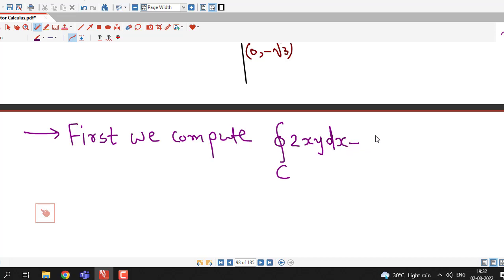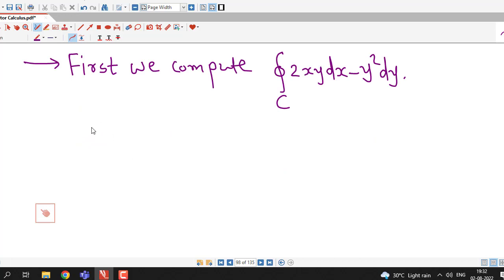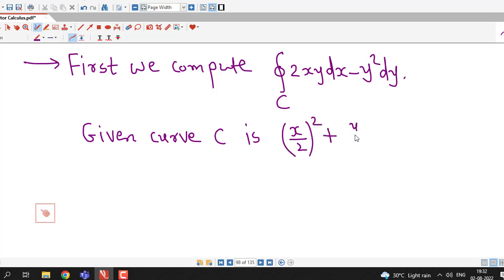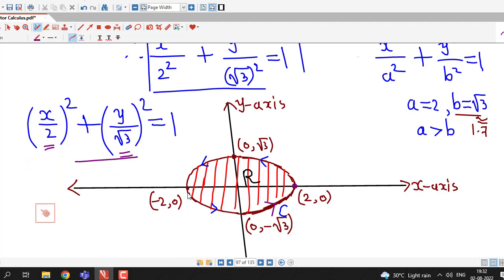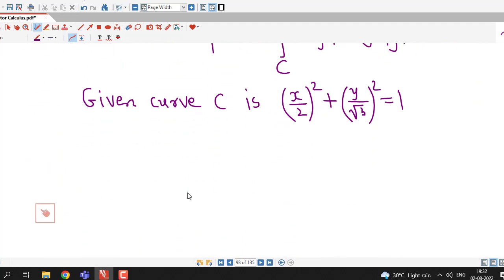2xy dx minus y square dy, and the ellipse is the given curve C. It has Cartesian representation (x/2)² + (y/√3)² = 1. The points on the ellipse must satisfy this equation: (x/2)² + (y/√3)² = 1. And from this we have the idea for the parametric representation.